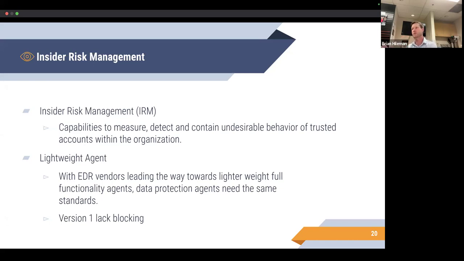So a new thing came out called Insider Risk Management, IRM. And these were lightweight agents. They typically didn't have blocking capabilities. Version 1 didn't, at least. But their whole thing was just lightweight: look at all data movement, and we'll look for risky behavior based on anomaly detection. If someone all of a sudden moves a bunch of files to USB, we'll just consider that risky. We don't need to inspect those files. But that was the approach, right?